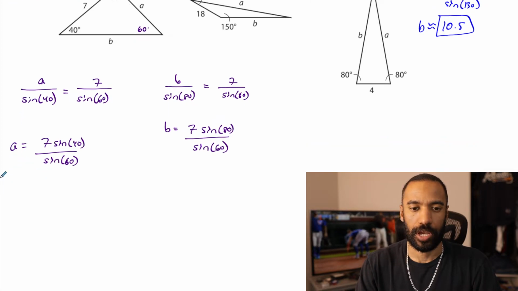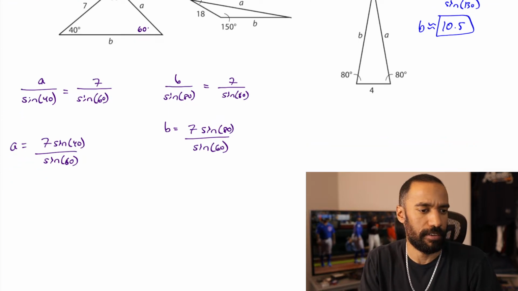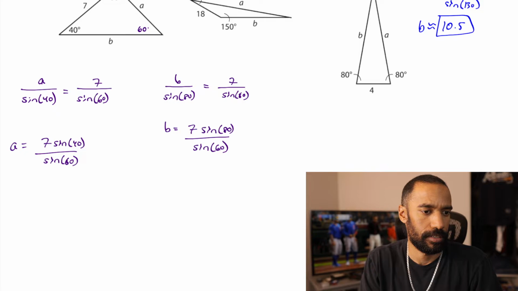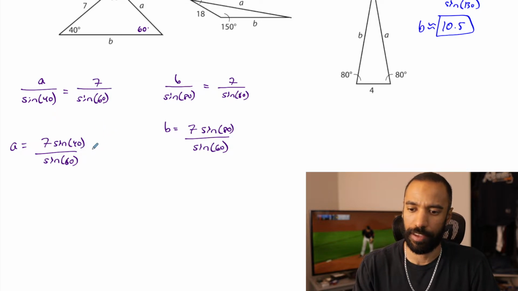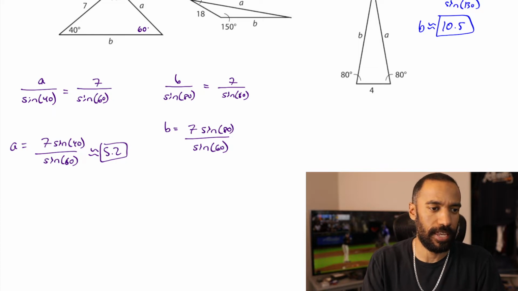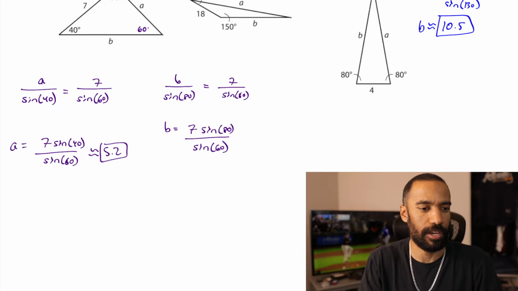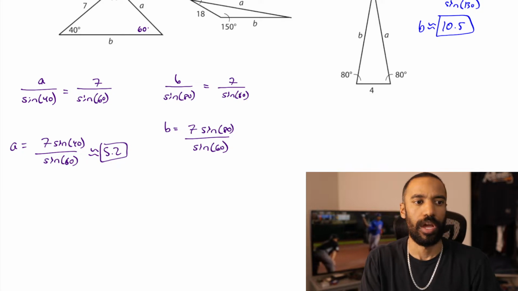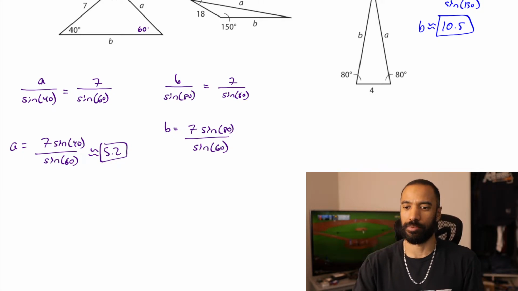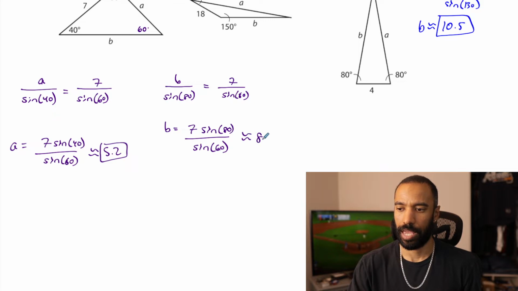Okay, so here we go. 7 times sine of 40 over sine of 60 is around 5.2 units there. And then 7 times sine of 80 over sine of 60. Hold on. 7.96. That rounds up to about 8.0. So that's 8, and this is 5.2.